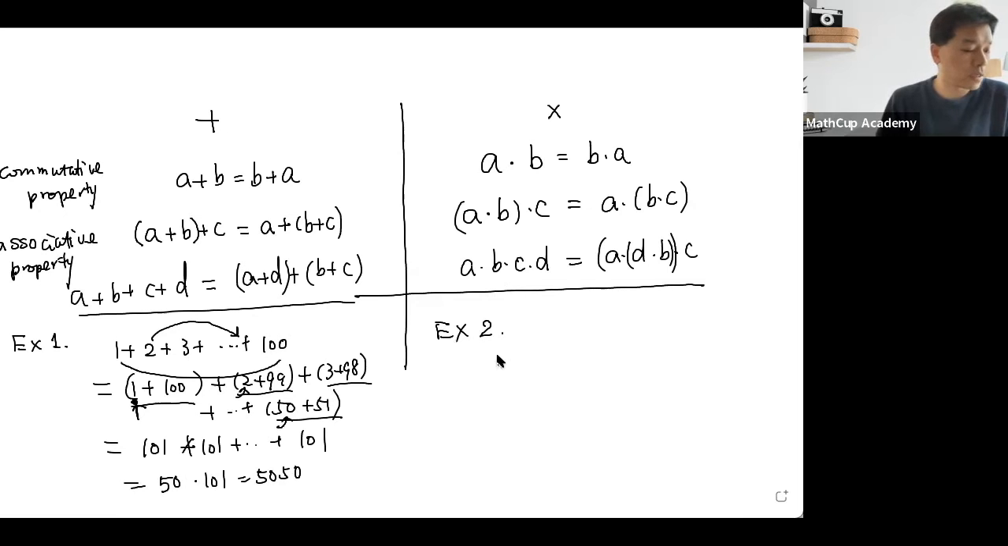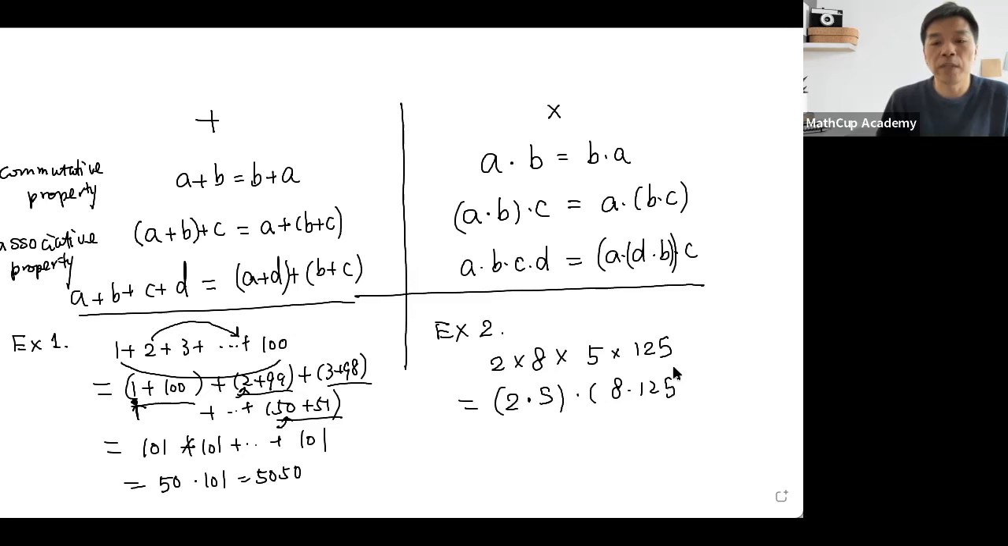Let's say how we calculate 2 times 8 times 5 times 125 quickly. A normal way is to do 2 times 8 first, and then times 5 and times 125. But because of the commutative property and associative property, I can change the order. Let's use a dot instead of times: 2 times 5, and then times 8 times 125. The reason I'm doing this is that each of these products is going to be a very simple number. 2 times 5 equals 10, and 8 times 125 is 1,000. So this whole thing equals 10,000.